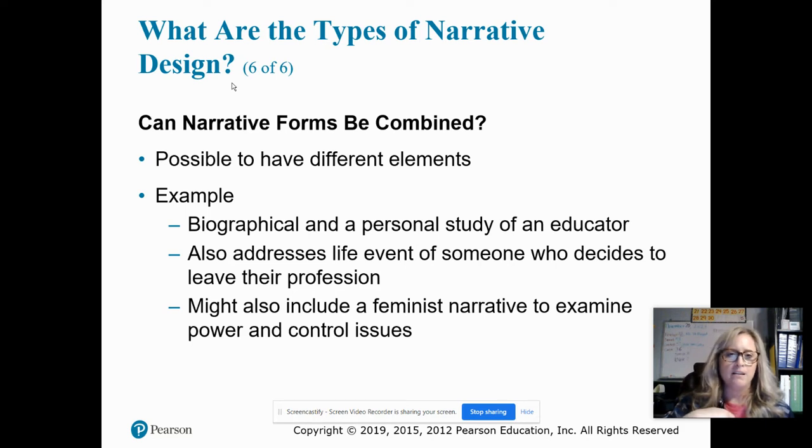So the next one says also it could address a life event of someone who decides to leave their profession. So that could be a, let's get back to it.